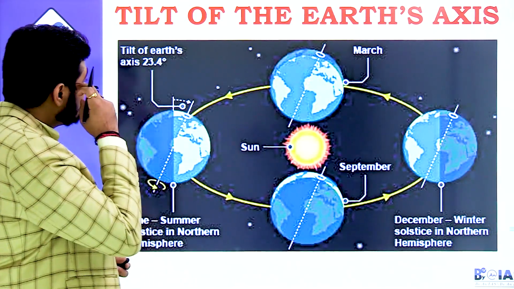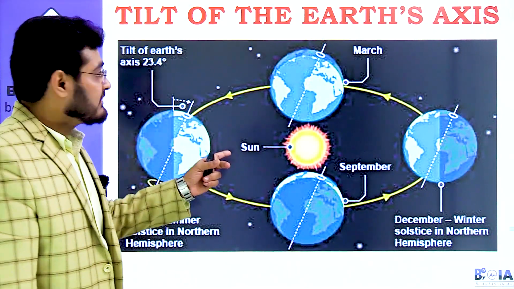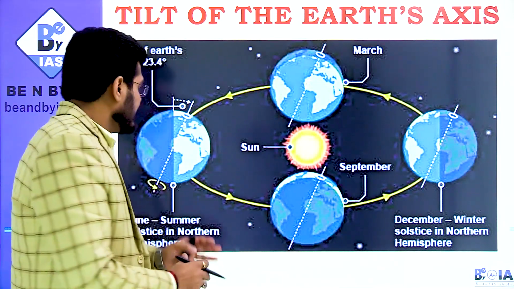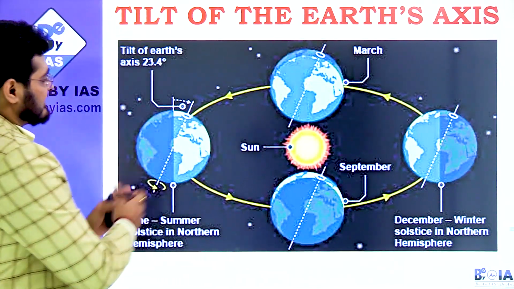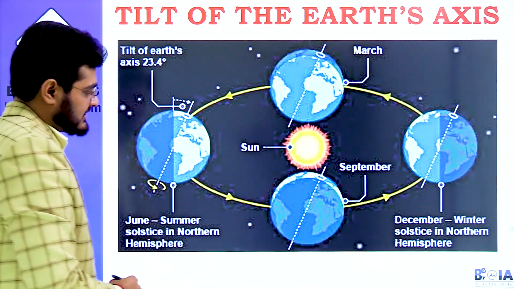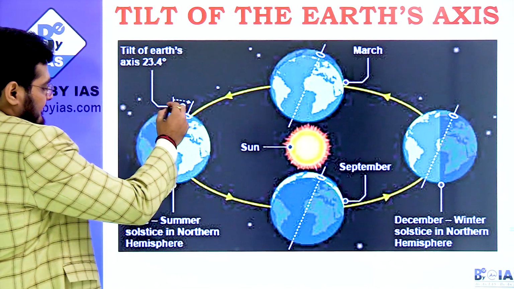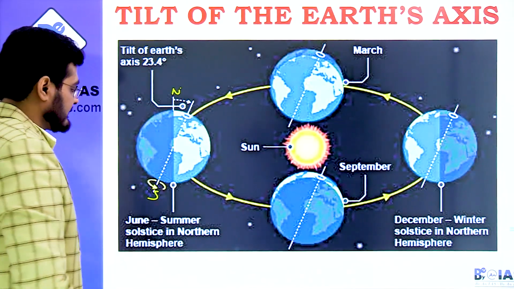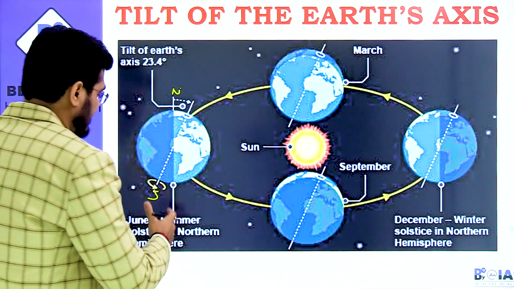So now we come to the topic which I was discussing, the tilt of axis and the summer solstice and winter solstice. Now look at this diagram very carefully. This is just a representation of this diagram in a more holistic manner. This is your northern hemisphere, this is your southern hemisphere. Very quickly, just go through it. I have just told you.